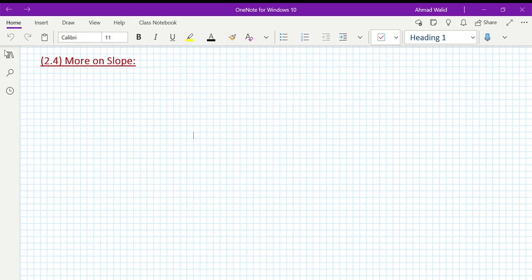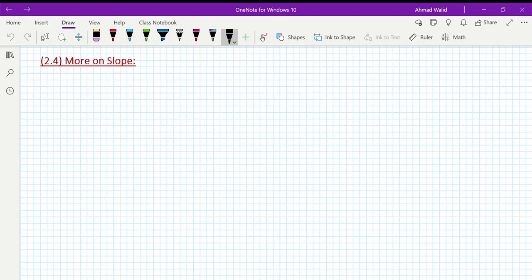Hello all, let's start section 2.4. Section 2.4 is more on slope. It's general information on slope, but in this section I will cover parallel and perpendicular lines, correct? Let's start first with parallel lines.